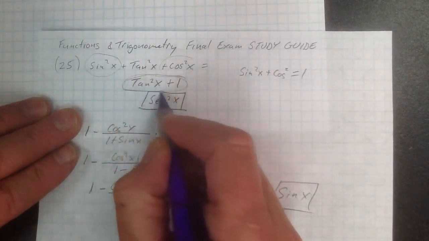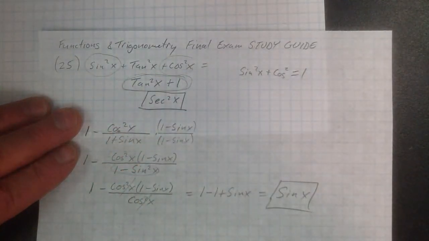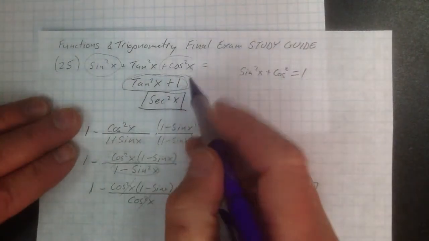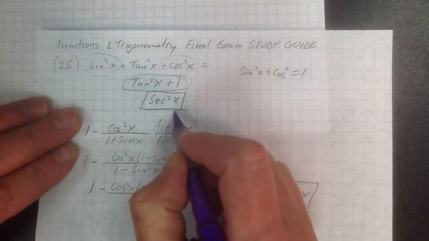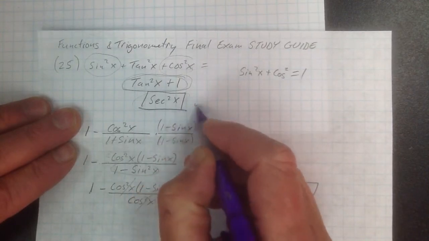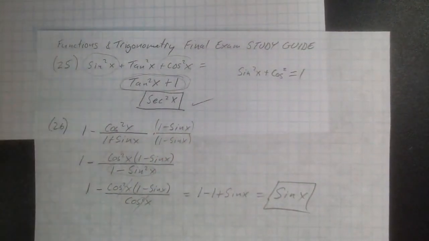This is another one of my Pythagorean identities. Tan squared x plus 1 is simply equal to secant squared x. All right, so that's all we have to do for that.